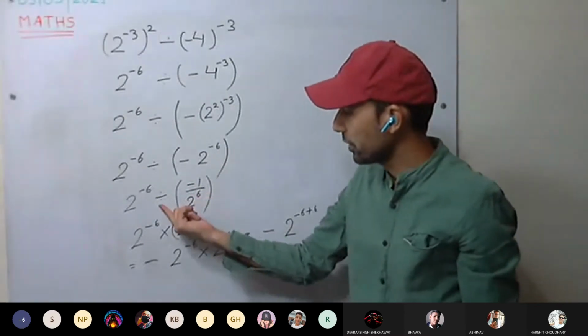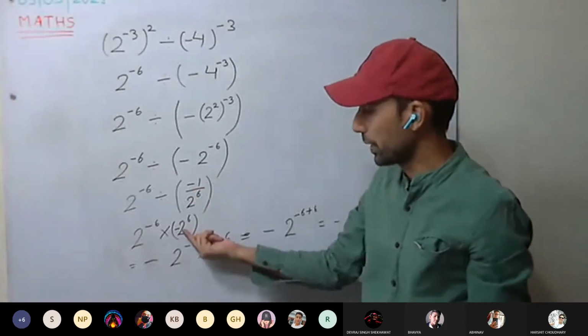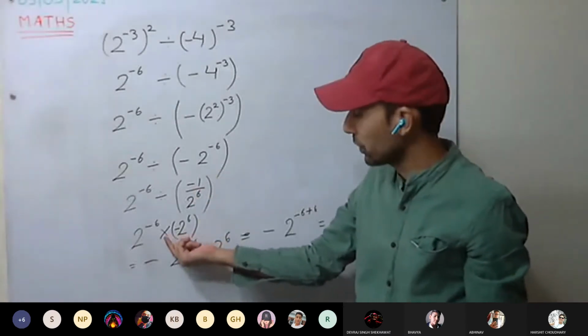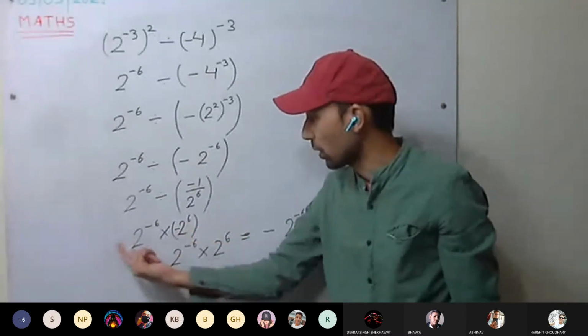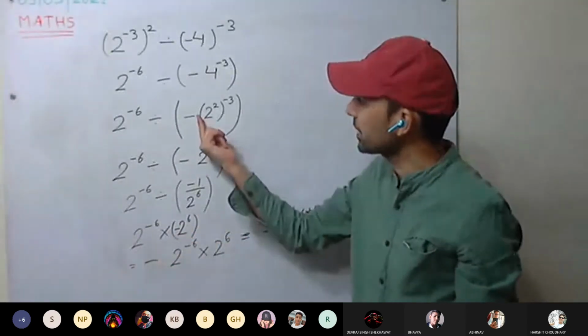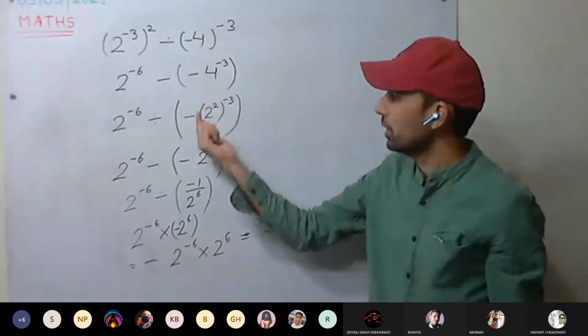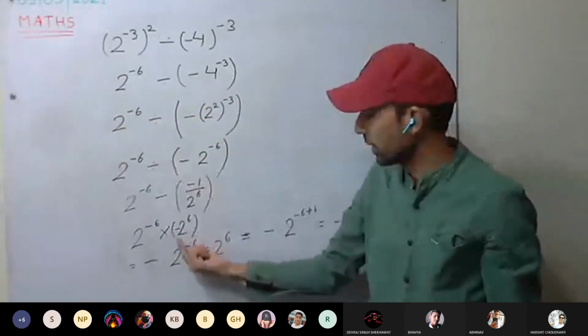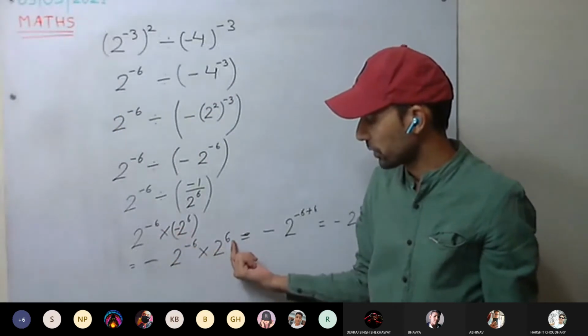Understood? Now it is in division, we can take multiplication. So 2 raised to power 6 will come in the numerator. Inverse you have to take, multiply, minus 2 raised to power 6. Minus we can take whole out. No issues with that. Minus 2 raised to power minus 6 into 2 raised to power 6.